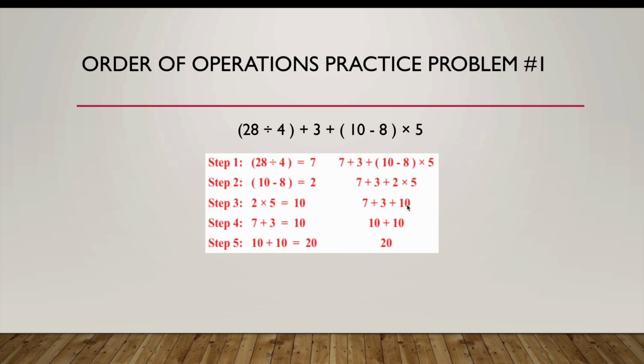From there, you've got addition to deal with. 7 plus 3 is 10. You add that to your other 10, and you should have come out with the answer of 20. And that should be what's on your calculator as well.